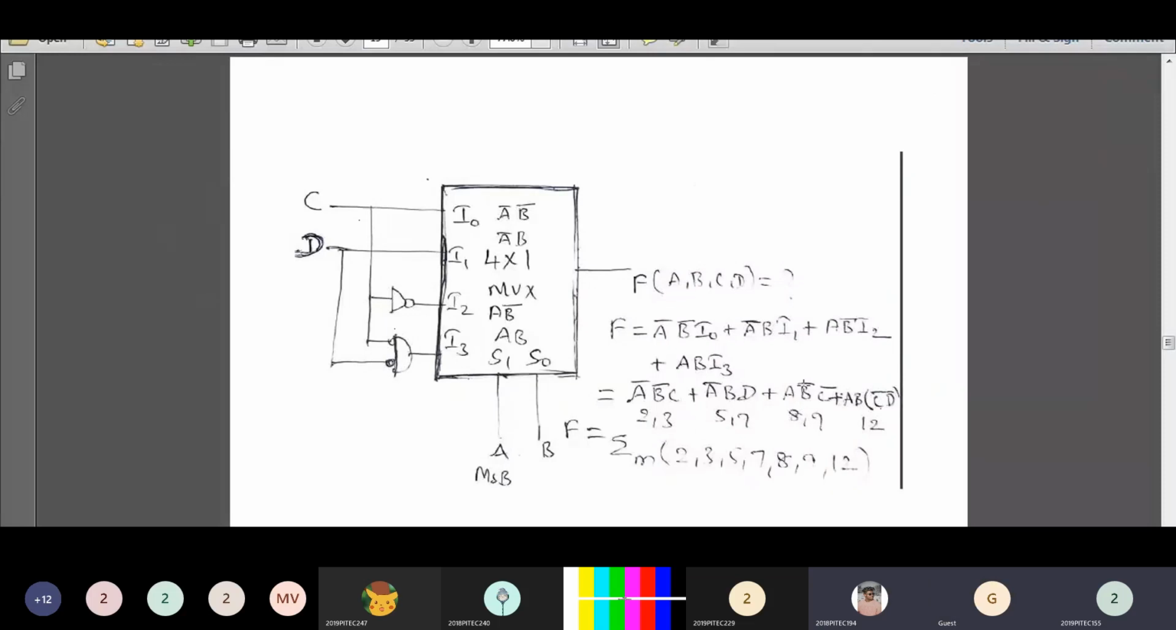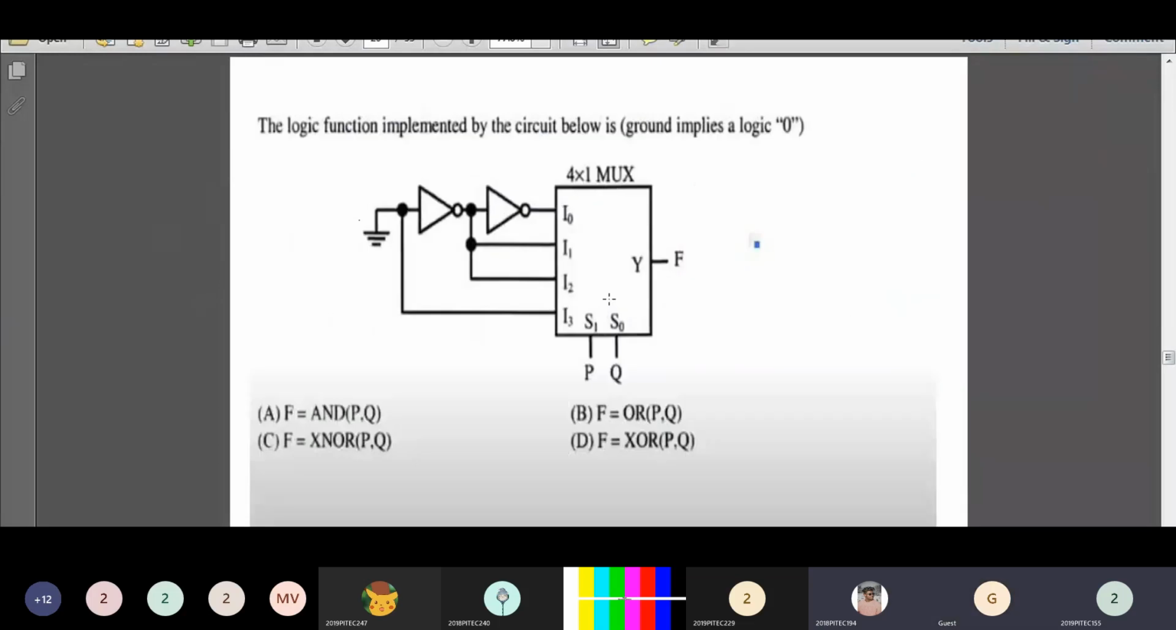Now you have to write the corresponding minterms for this function. A bar B bar C represents the minterms 2, 3 and A bar B D represents the minterms 5, 7 and A B bar C bar represents the minterms 8, 9 and A B C bar D bar represents the minterm 12. Finally, you have to write all the minterms. F is equal to summation of minterms 2, 3, 5, 7, 8, 9, 12. Using a K-map also you can simplify the expression. Now let's move on to the next one.